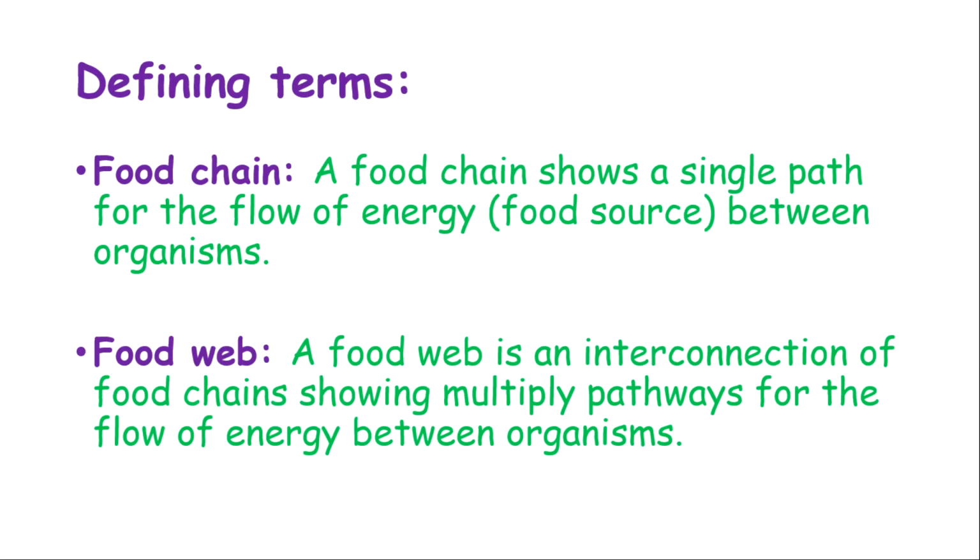Now, a food chain, folks, shows a single path for the flow of energy between organisms. Now, a food chain is pretty much what they say, linear, one straight path or one straight line for the flow of energy. Now, a food web is an interconnection of food chains showing multiple pathways for the flow of energy between organisms. That means there are multiple pathways for energy to flow. Now, the big difference between food chain and food web is that one has a single path, which is a food chain, and a food web has multiple pathways. Okay, that's the difference right there.